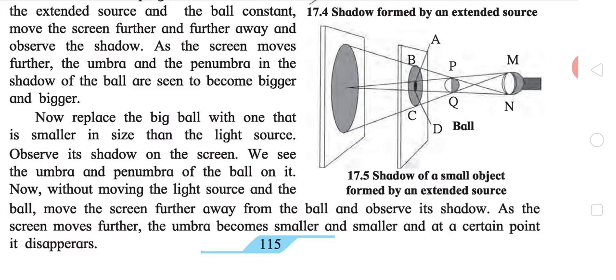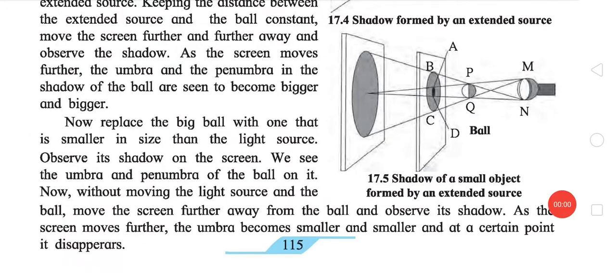We see the umbra and the penumbra of the ball on it. Now, without moving the light source and the ball, move the screen further away from the ball and observe its shadow. As the screen moves further, the umbra becomes smaller and smaller, and at a certain point it disappears.